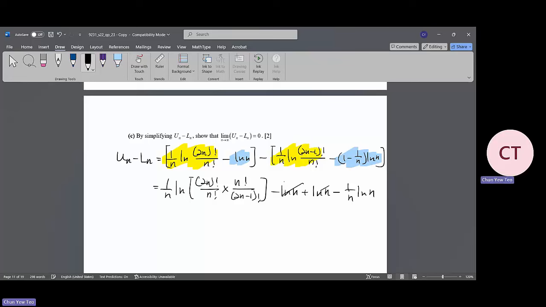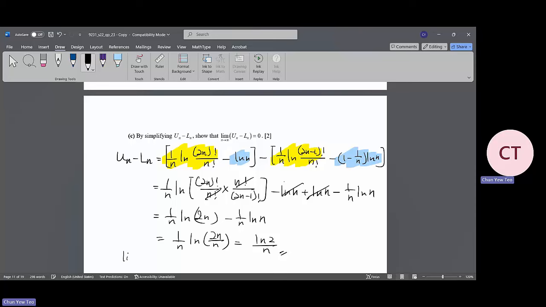Okay, so this one cancel. This one cancel. Then you get 1 over n ln 2n minus a 1 over n ln n. Factorize the 1 over n out, you get ln 2n over n. At the end, you get ln 2 over n. Okay, so this will be your un minus ln.